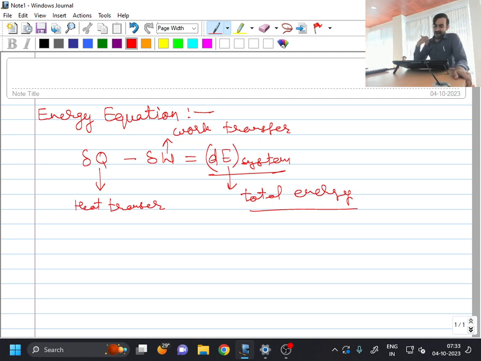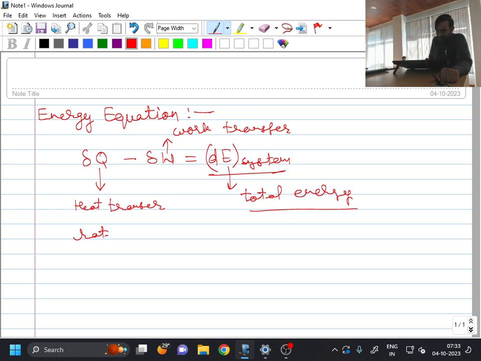Now whenever we are dealing with the subject of fluid mechanics, of course we are talking about the motions of the fluid. So that's why I will be defining this first law of thermodynamics particularly in the rate form. If I have to write this equation in rate form, it will become δQ by δt minus δW by δt equal to dE by dt for the system.